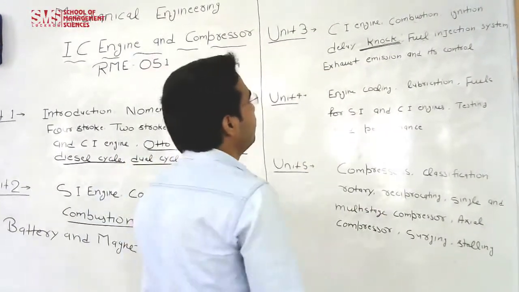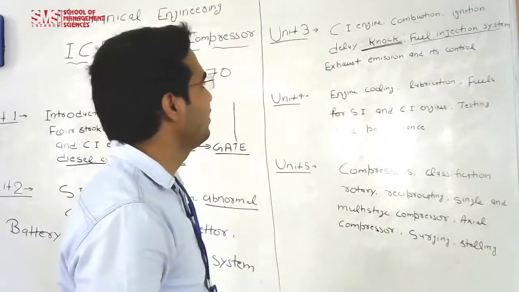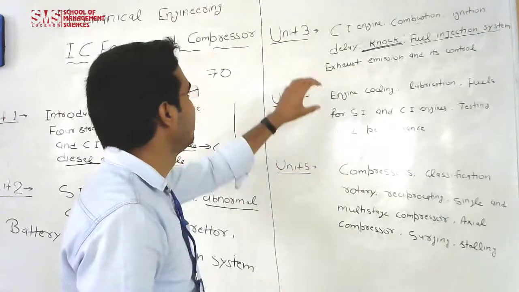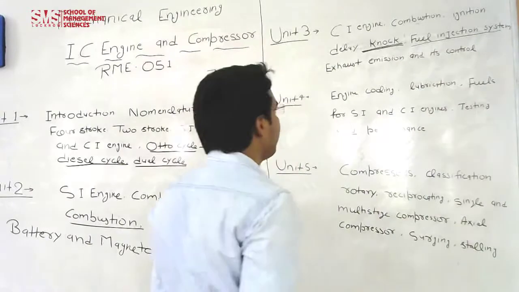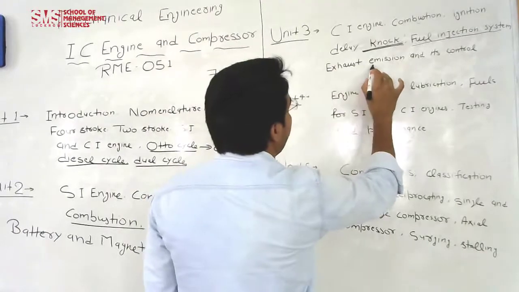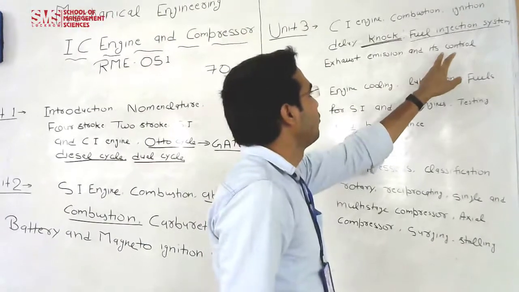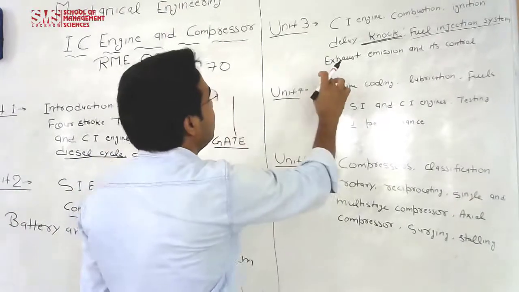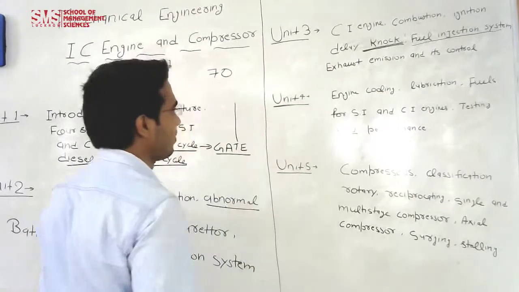Then you will study the fuel injection system in CI engine, the different fuel injection systems used in CI engine. Moving to the next topic, student: here we will study exhaust emission and how you will control this exhaust emission so that you can increase the efficiency. Okay, moving to the next unit, unit number 4.